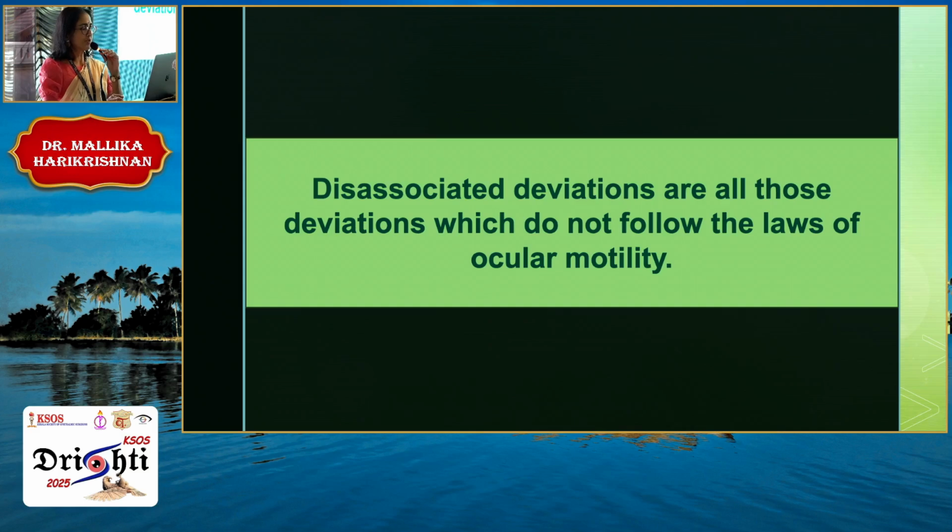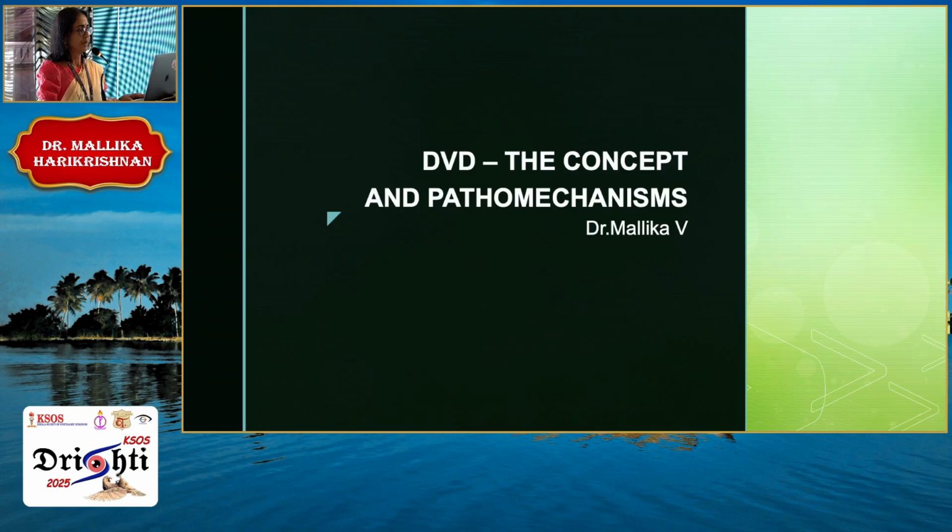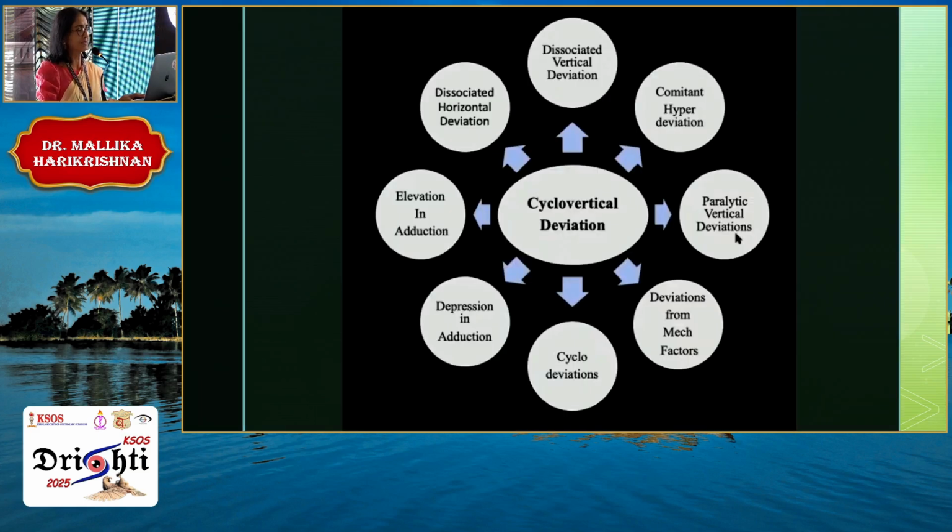So what is a dissociated deviation? Dissociated deviations are all those deviations which do not follow the laws of ocular motility. So it may be horizontal or vertical, but today we are confining ourselves to the dissociated vertical deviations. I am going to deal with the concept and pathomechanisms.